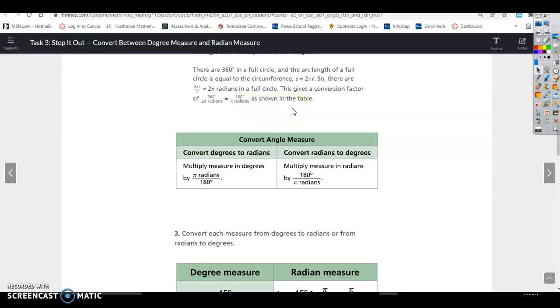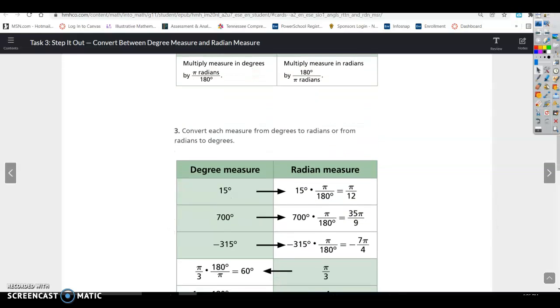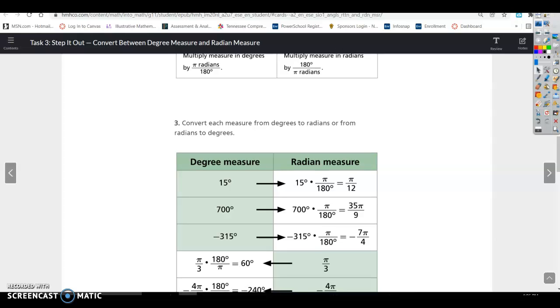So when it asks you to convert between degrees and radians, there is a very simple formula that you have to know. Going from degrees to radians, you multiply by pi over 180. And going from radians to degrees, you multiply by 180 over pi. All right, so it says convert each measure from degrees to radians or from radians to degrees. And this is one of your state standards, so this is something you will see often.